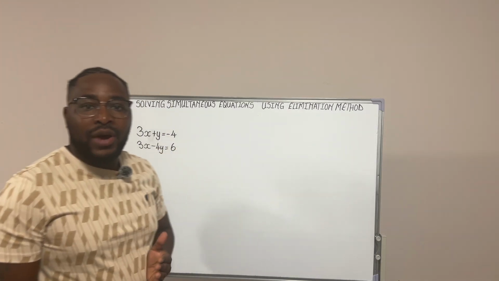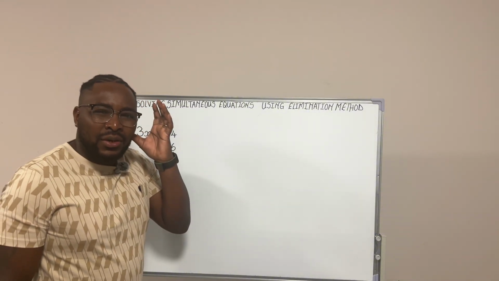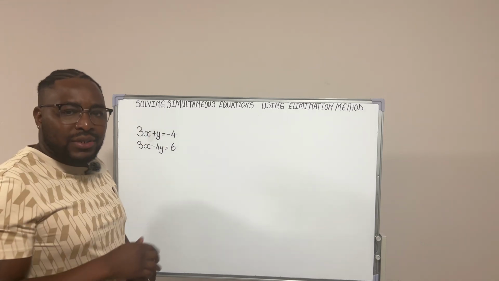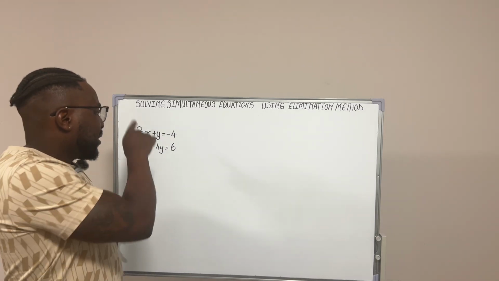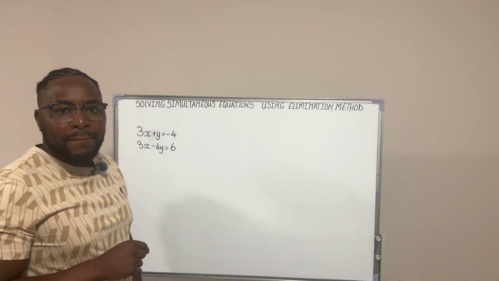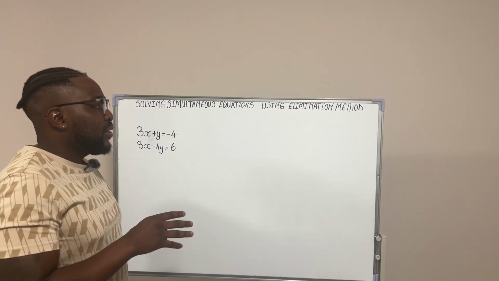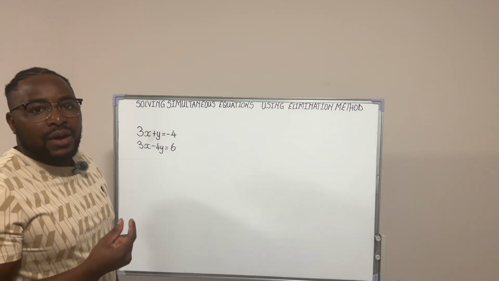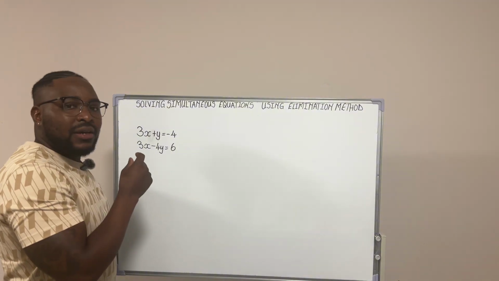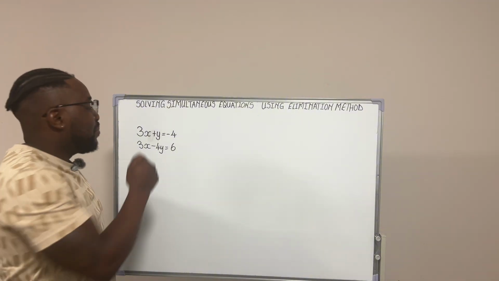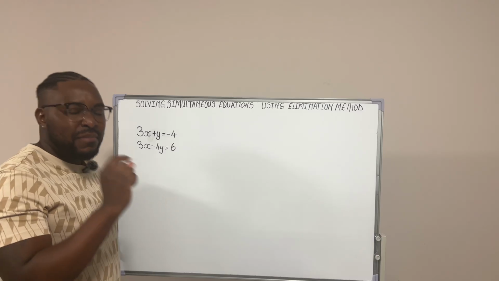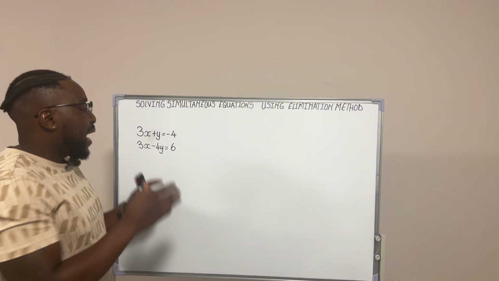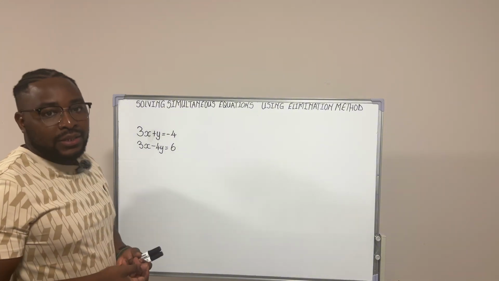Now, in our case we are talking about the elimination method. So what comes to our mind when we hear the term elimination? It simply means canceling out. So for us to solve simultaneous equations using the elimination method, we have to cancel out either the x or y variable in both equations at the same time. And we can do that by either adding or subtracting.